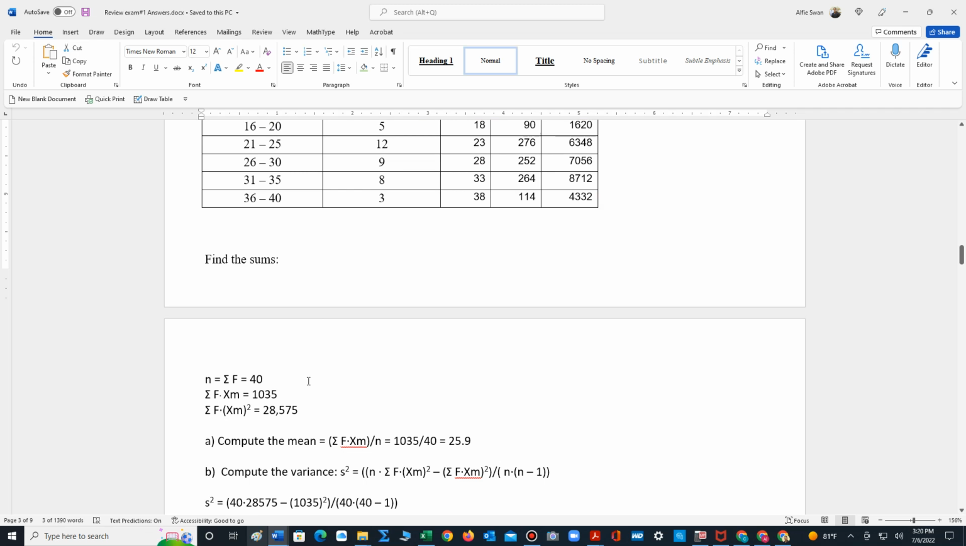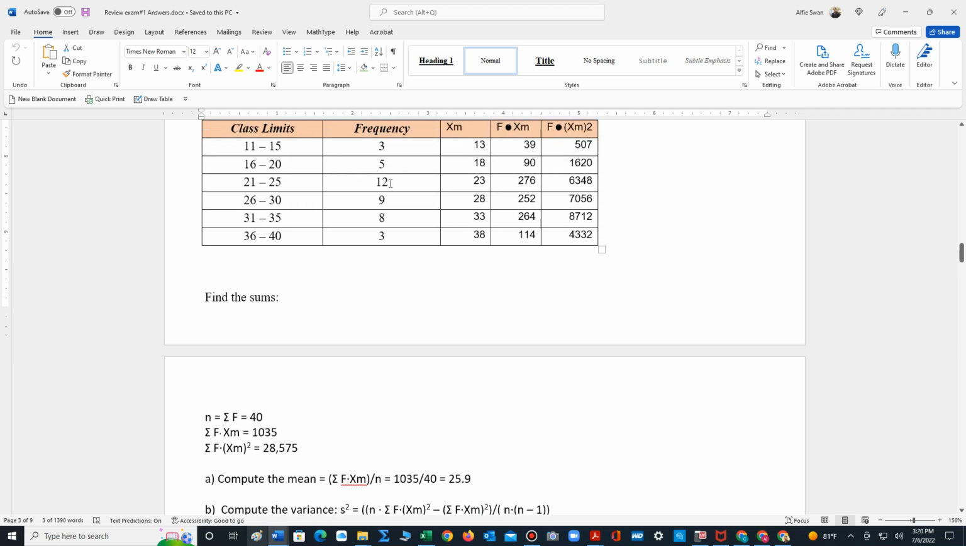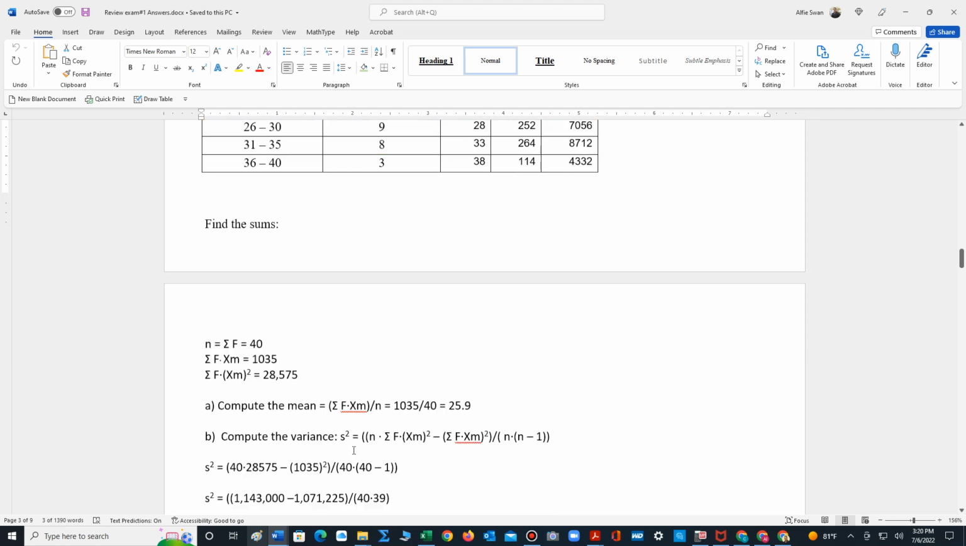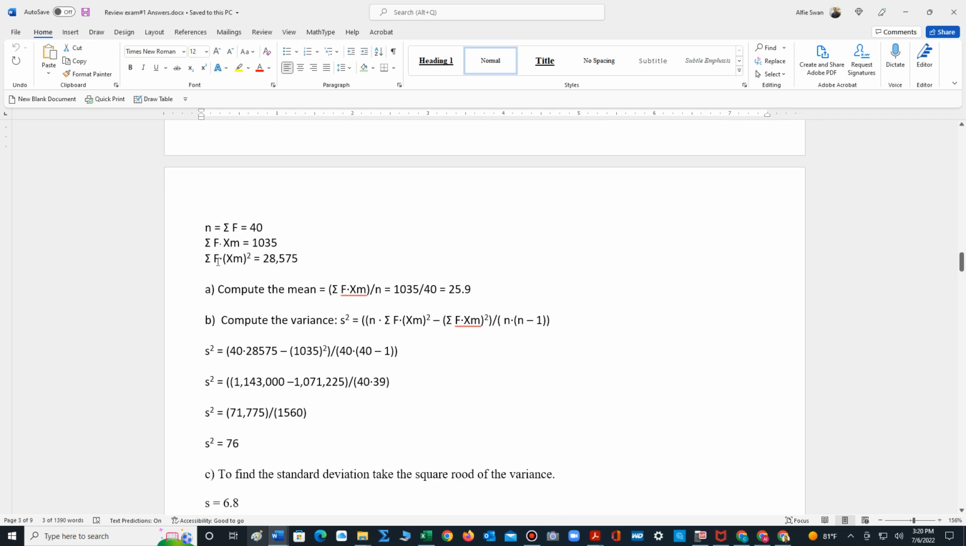Next, we find the following sums. So the sum of the frequencies, n, is 40. The sum of the f times xm column is 1035, and the sum of the f times xm squared column is 28,575. To calculate the mean, we take the sum of the f times xm column, 1035, divided by n, which is 40, to get 25.9.